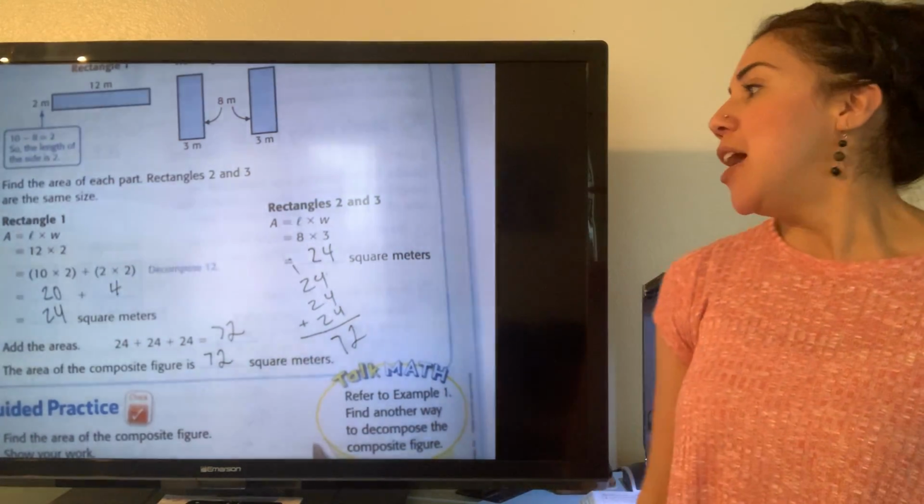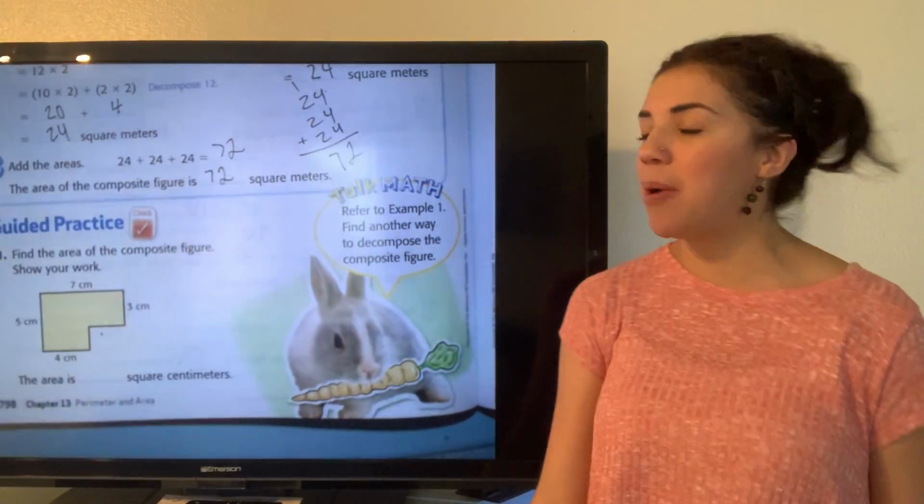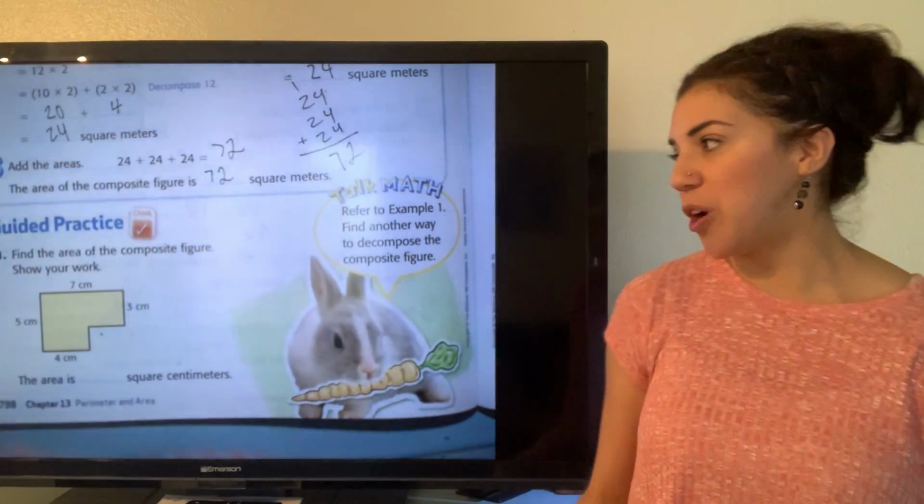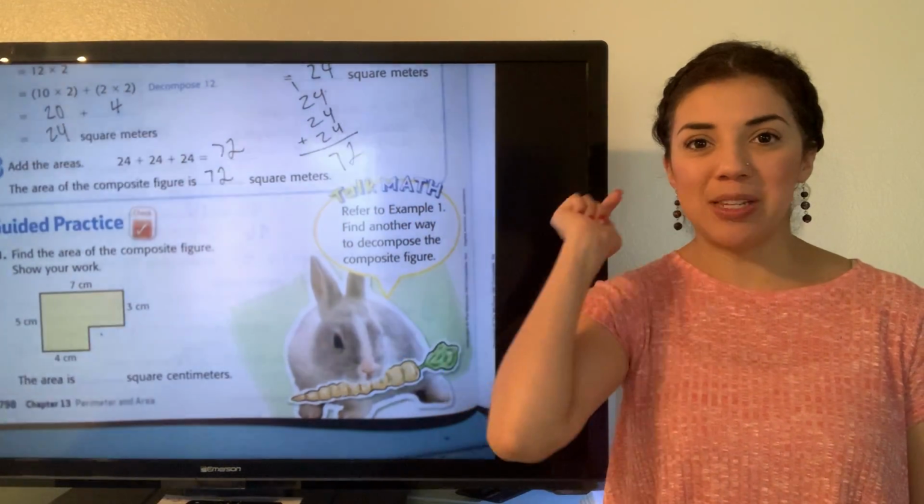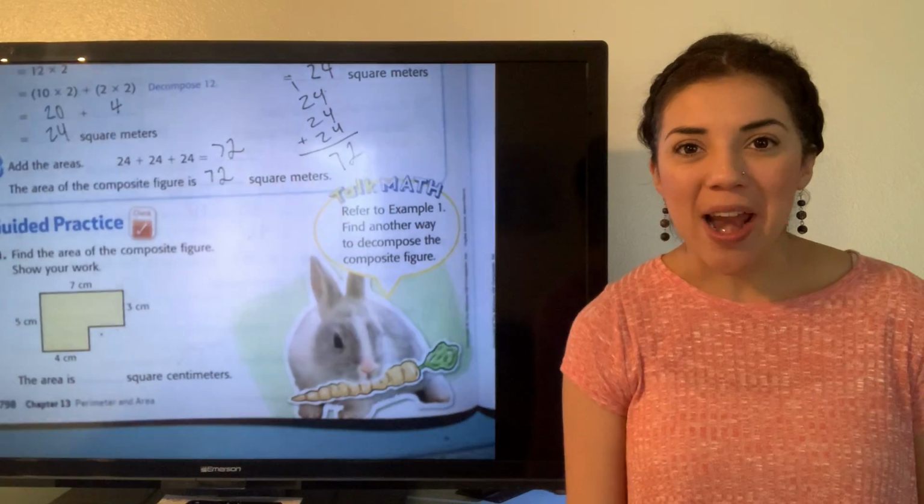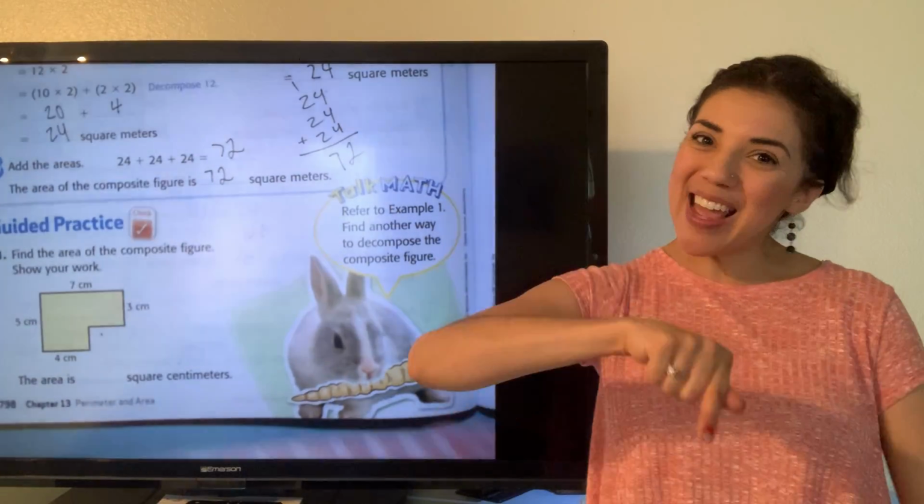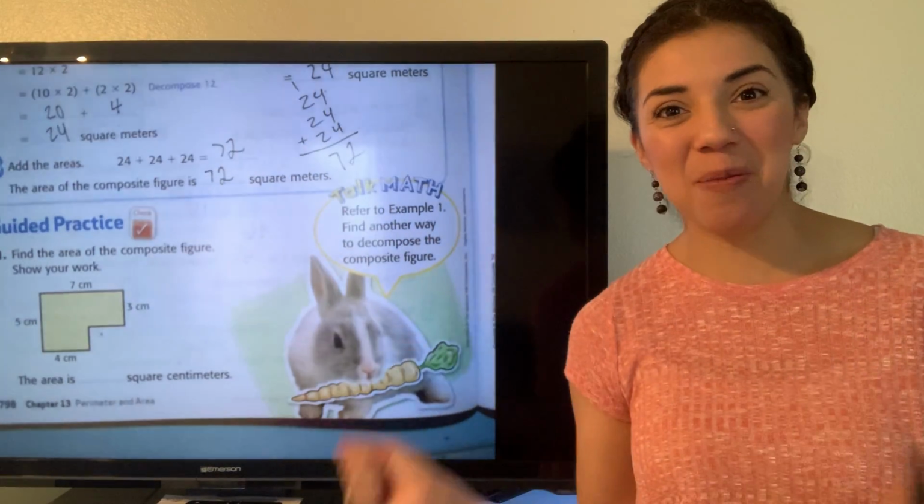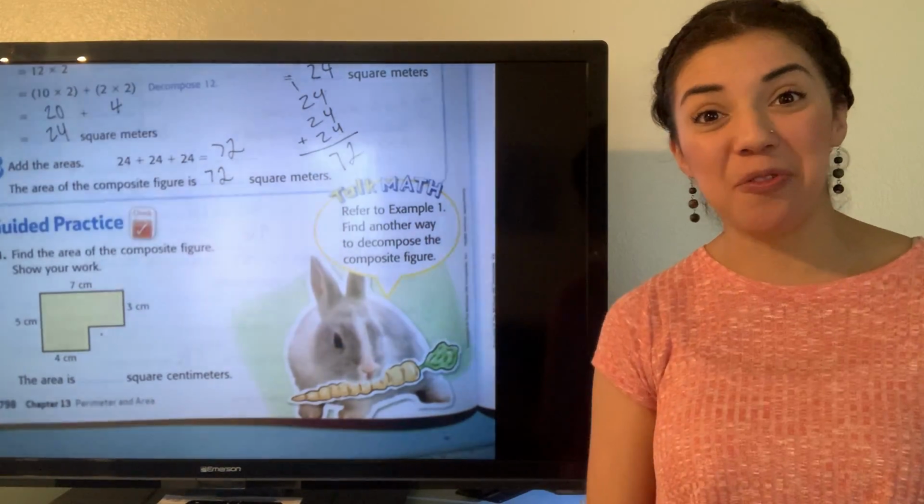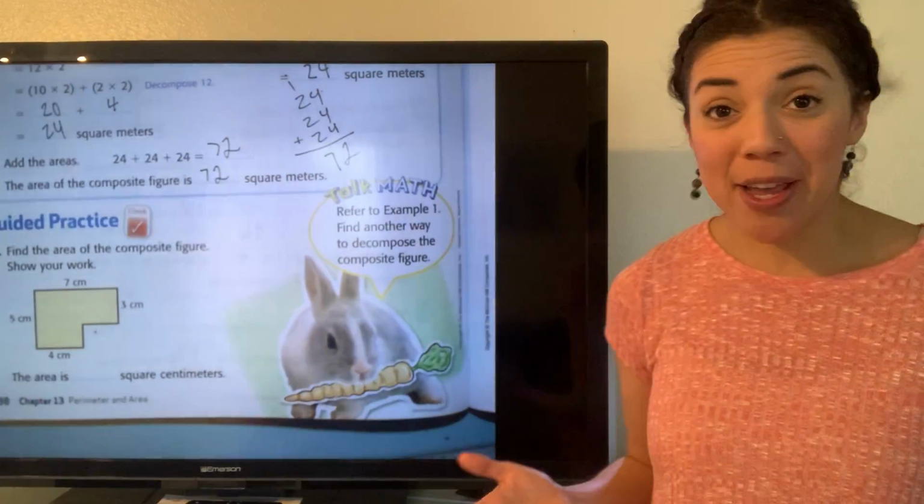Okay. All right, so let's look at guided practice. Find the area of the composite figure. Show your work. So I want you to go ahead and do this on your own. So I want you to press pause, and then when you are ready, go ahead and press play. Okay, I hope that was pretty simple for you, but it's okay if it wasn't.